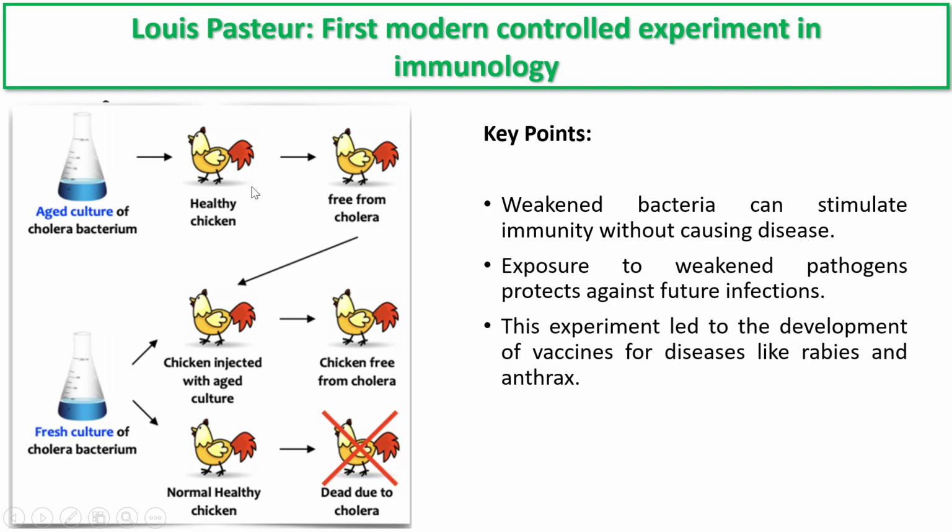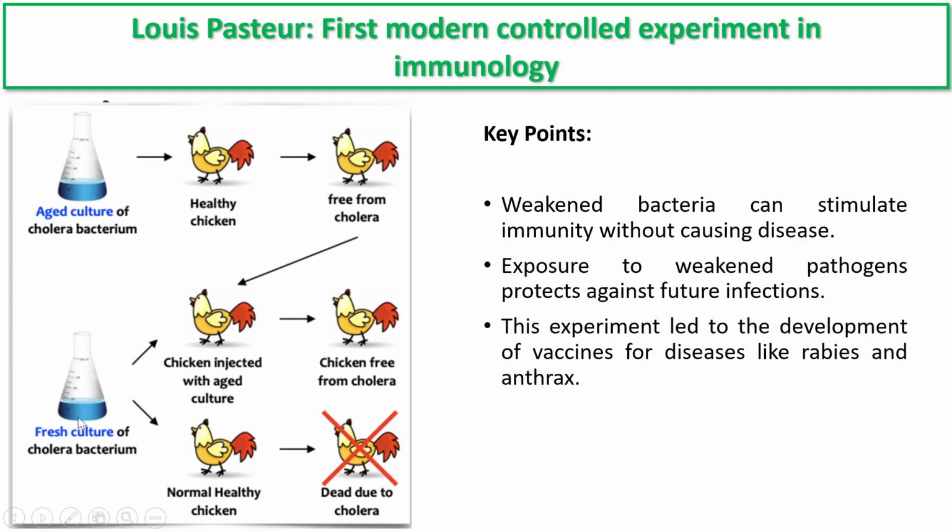So when he infected this healthy chicken, this culture was very weakened, so that it can give immunity to this chicken without causing any infection. So this chicken did not get the infection, but it got some immunity because its body developed some immunity against this particular pathogen. So when he grew a fresh culture, which is now dangerous and infectious because it is the fresh culture, it is very strong. It is not weakened bacteria.